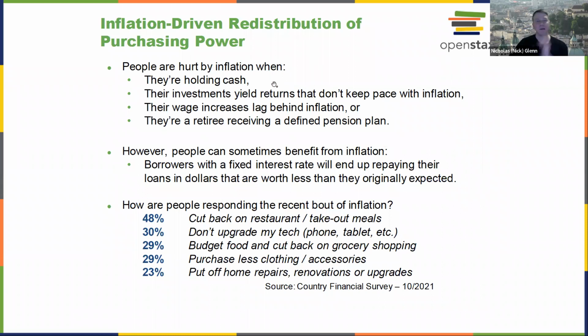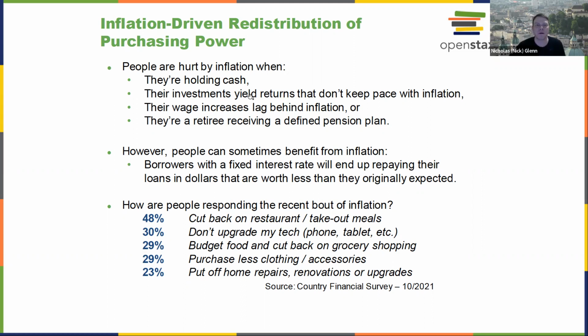All right, let's talk about inflation-driven redistribution of purchasing power here. How can you get hurt? Well, if you're just holding cash, you're not getting any kind of return on it. If you're keeping it in a checking or savings account, maybe you're getting like 0.5%, 1%. It's not enough to cover the rate of inflation. So you're actually losing purchasing power.